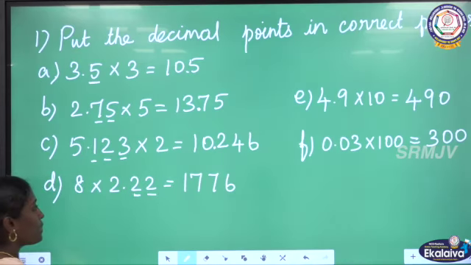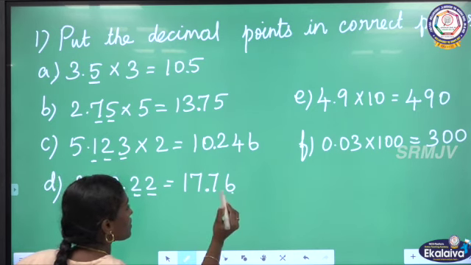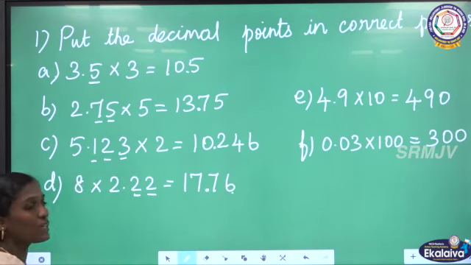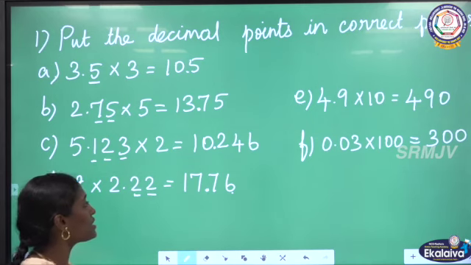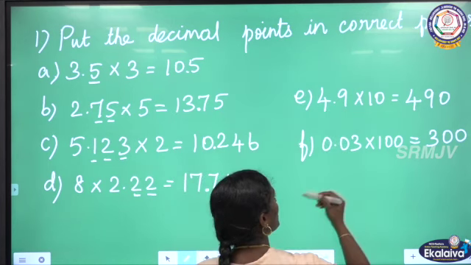Here two decimal places are there in the question. So, in the answer also we need two decimal places, 1, 2. Before two digits we have to keep the decimal point. So, the answer is 17.76. Next one 4.9 into 10.